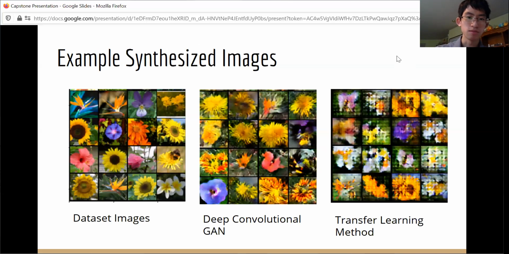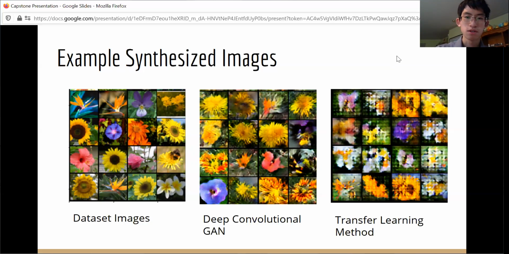This slide shows some examples of synthesized images from each GAN. On the left is a batch of images from the dataset. The middle is a batch of generated images from the GAN trained traditionally, and on the right is a batch of images trained with the transfer learning technique.